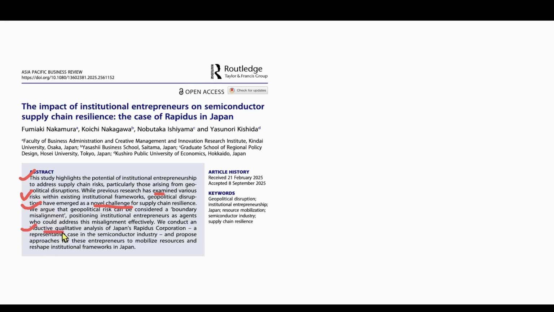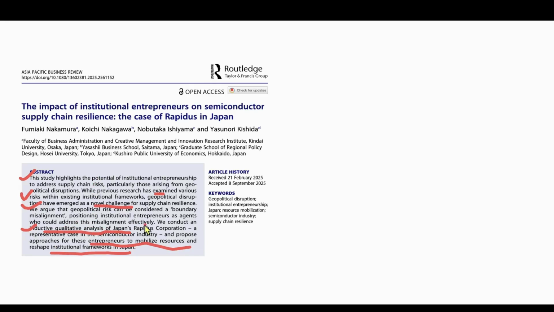They are going ahead with inductive qualitative analysis. They have mentioned the context as well. And in the end, they are stating that it is going to help the entrepreneurs to mobilize the resources and reshape institutional frameworks. Can we see the same structure, the same approach?